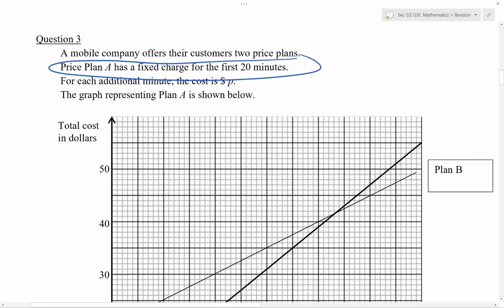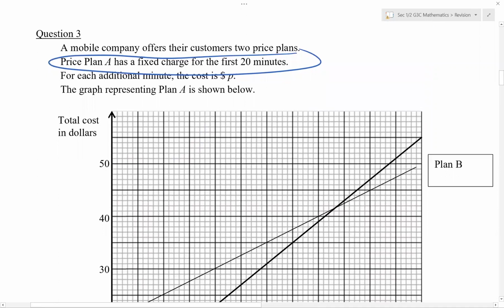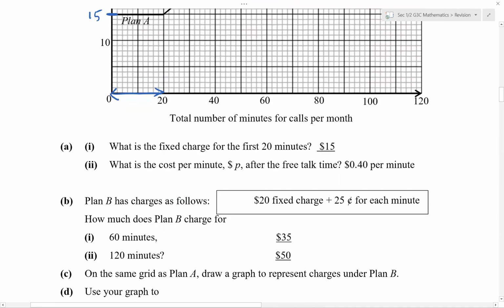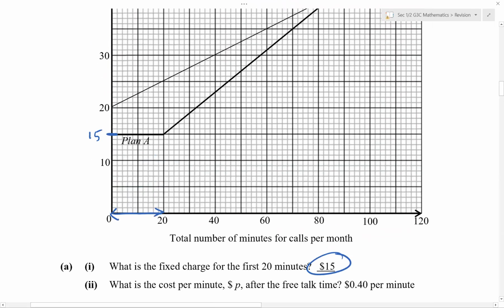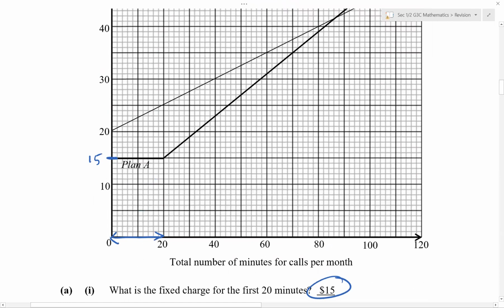For each additional minute, the cost is P dollars. 1 minute will cost P dollars. So the graph has shown, obviously, they are going to make you find out the fixed charge. We've done that already, 15 dollars. And what is the cost? P per minute after the free talk time. So we need to find out, after 1 minute, meaning my 21st minute, how much are they going to charge me? So if you try to find 21 minute, how much?